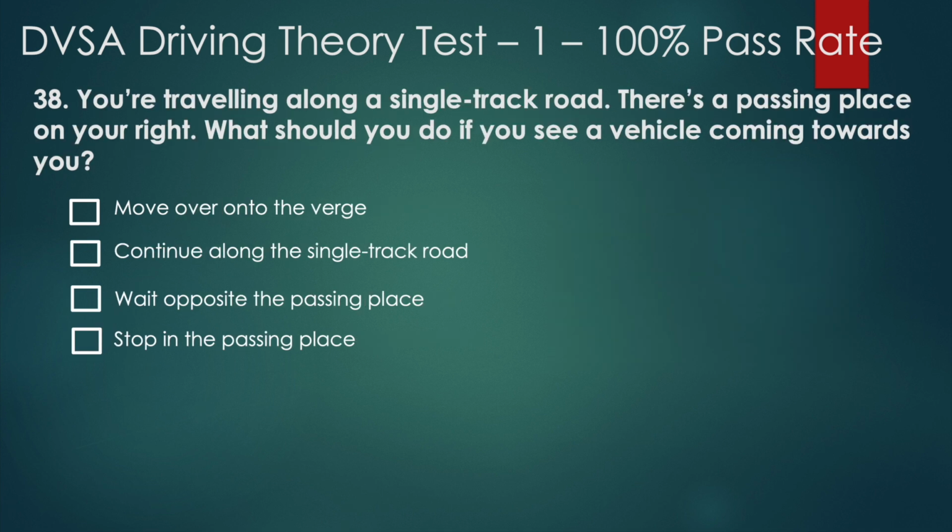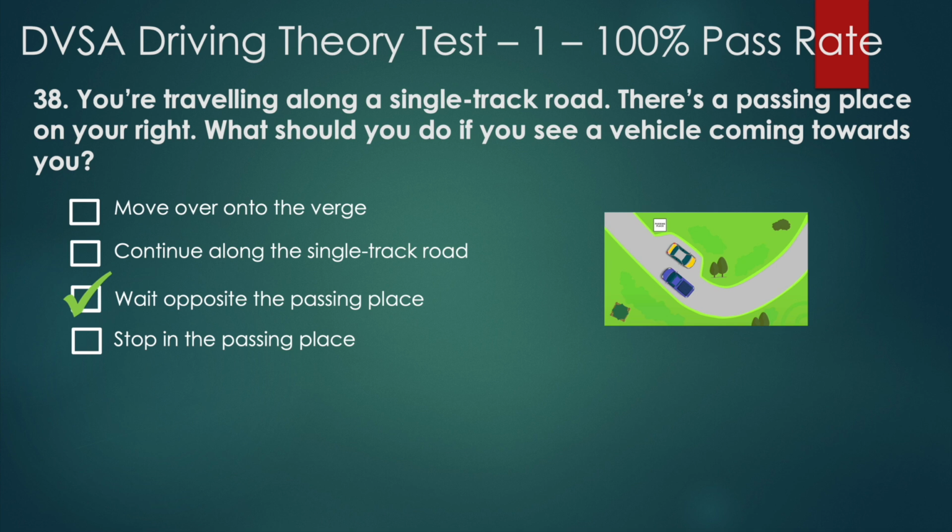38. You are traveling along a single track road. There is a passing place on your right. What should you do if you see a vehicle coming towards you? A. Move over onto the verge. B. Continue along the single track road. C. Wait opposite the passing place. D. Stop in the passing place. And the answer is C. Wait opposite the passing place.